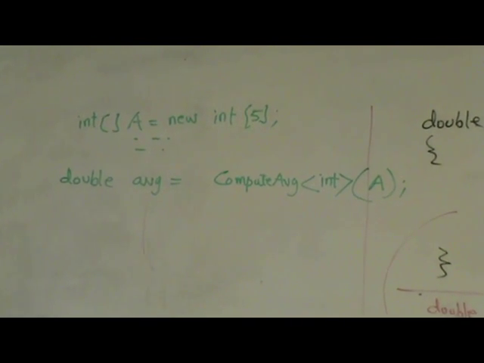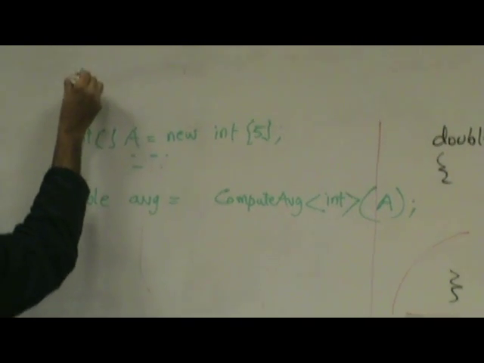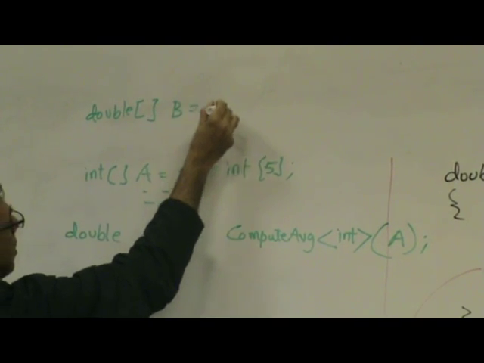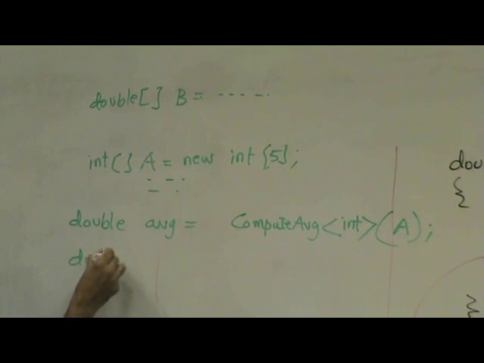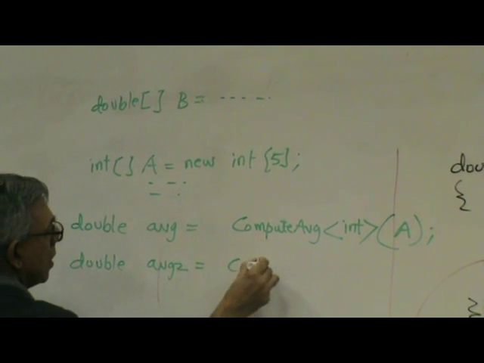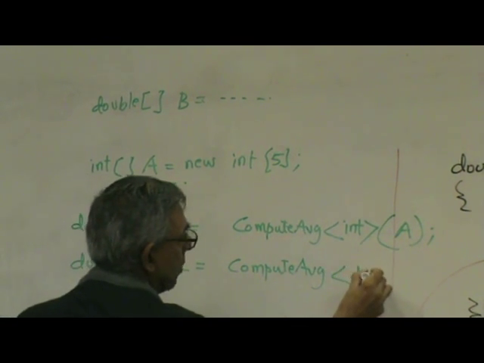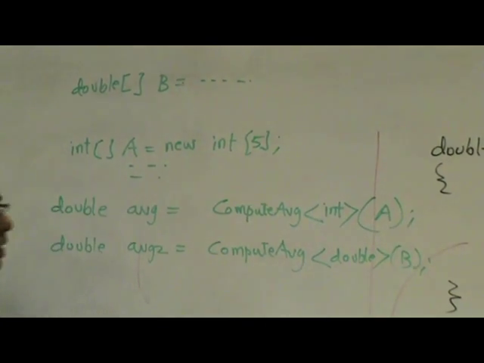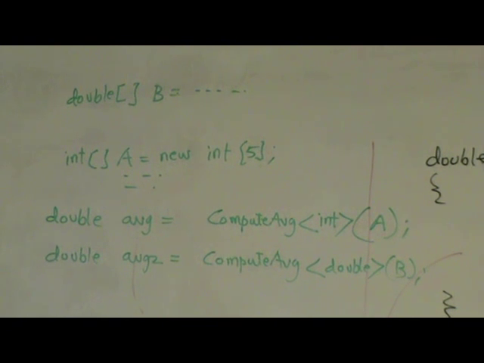What if they created an array of doubles? Then how will they call it? Double avg2 equal to computeAvg, and over here it will be double, right? Everybody agrees? Okay, so now do you recognize a problem?